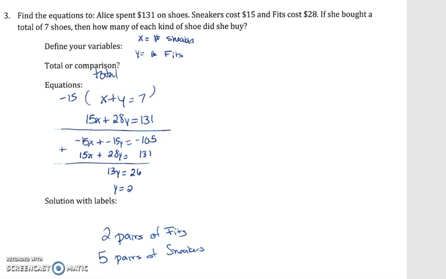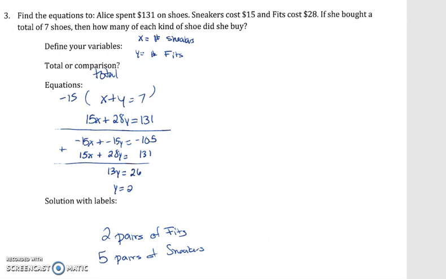Go back into the story problem. What's the other total? That's what you're searching for. If you start at the beginning, find the equations to Alice spent $131. Is that a total? Absolutely it is. So you need to write one equation about shoes, number of shoes, and you need to write one equation about money. I think the money one is always a little bit easier because dollar signs stick out.